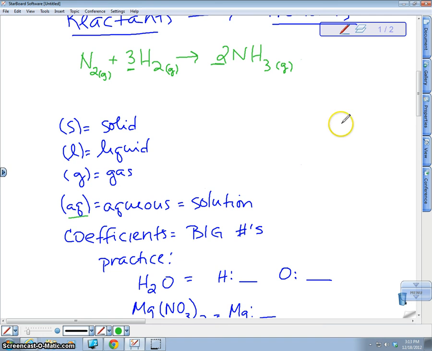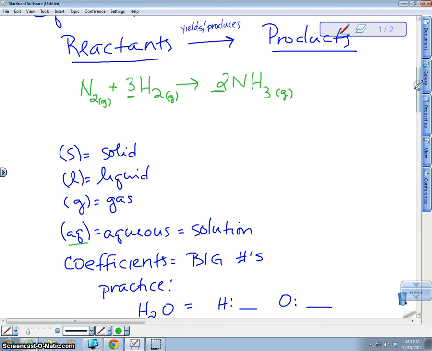Okay. These numbers out in front of the formulas, these are called coefficients, and they tell us how many of each molecule we have. So we have one nitrogen molecule reacting with 3 hydrogen molecules to form 2 ammonia molecules. Okay, so that's what that means.